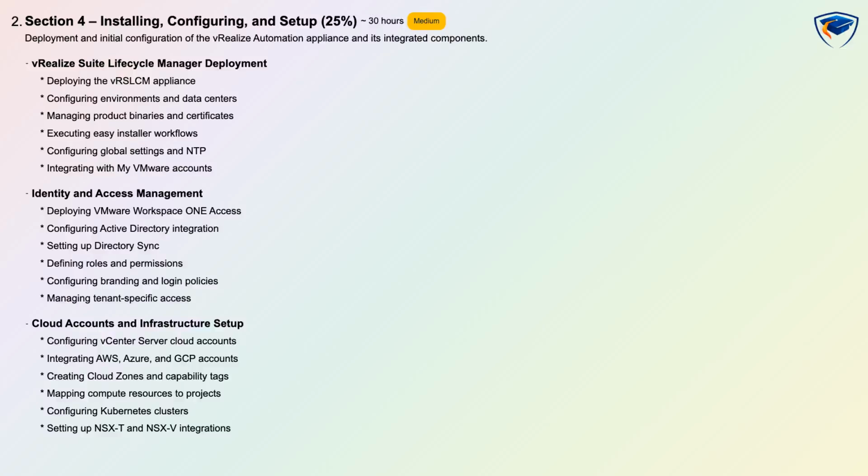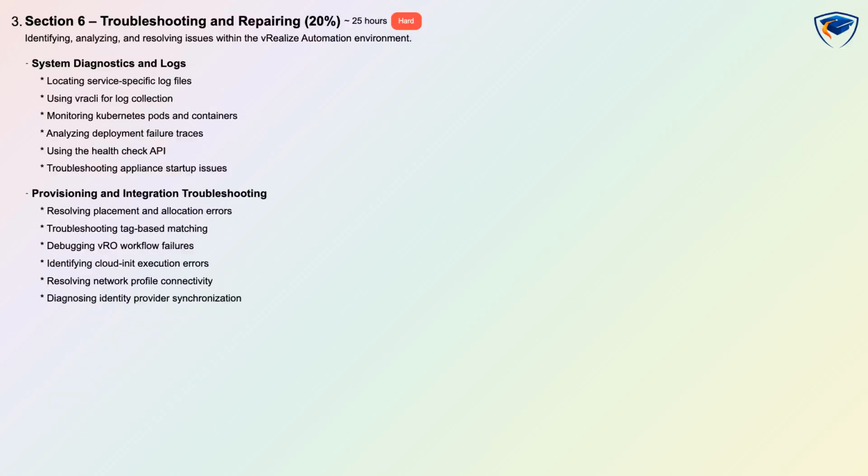Section 6, Troubleshooting and Repairing, represents 20% of the exam, is rated hard, and recommends about 25 hours of learning with scenario-based assessments. This domain trains you to identify, analyze, and resolve issues within a vRealize Automation environment.